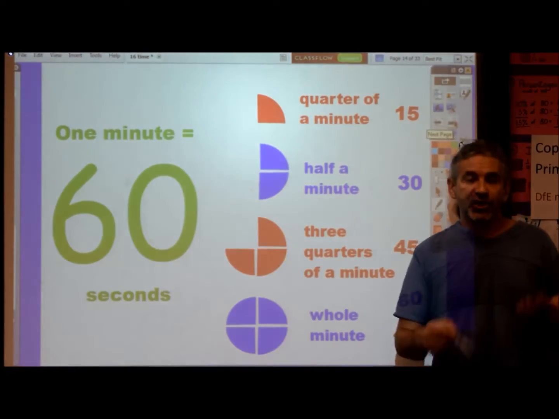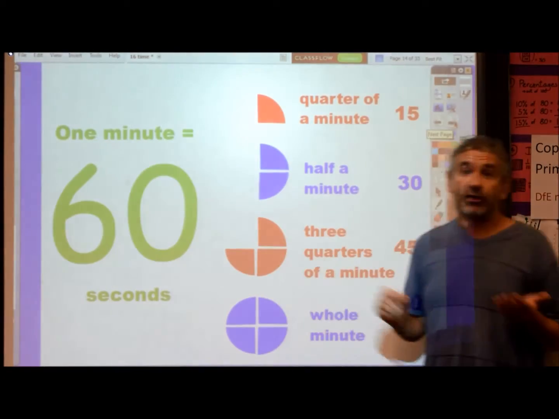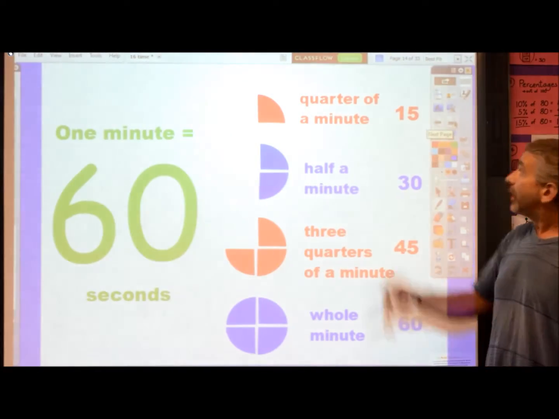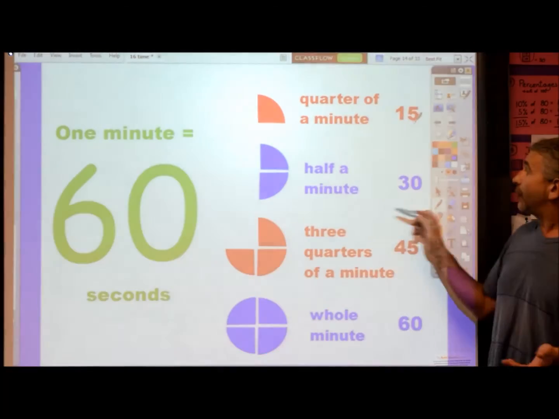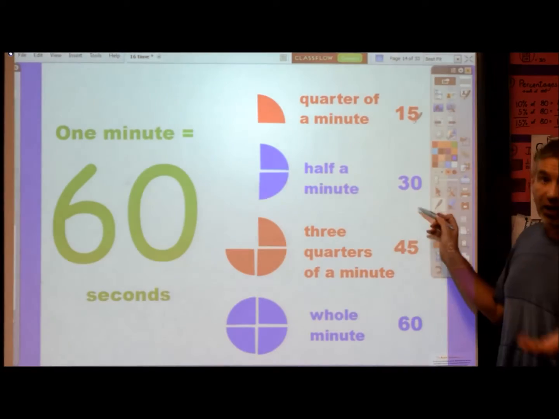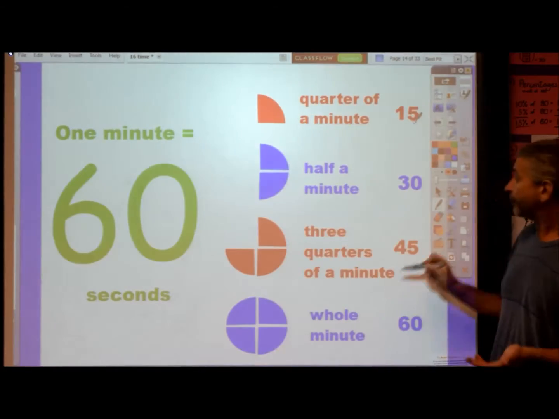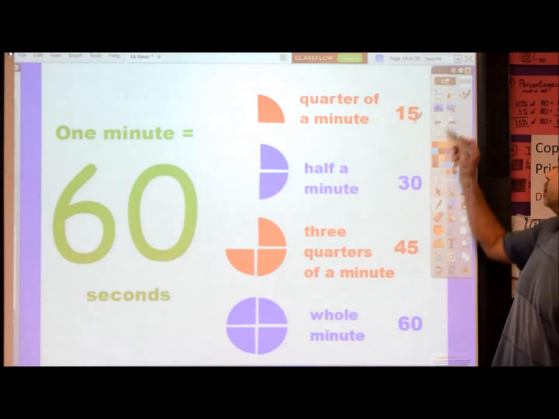Now, exactly the same relationship applies to minutes and seconds. Within 1 minute, there are 60 seconds. So, in the same way, in a quarter of a minute, there'll be 15 seconds. In half a minute, there'll be 15, 15, 30 seconds. In 3/4 of a minute, there'll be 15, 15, 15, 45 seconds. And in a whole minute, there'll be 60 seconds.